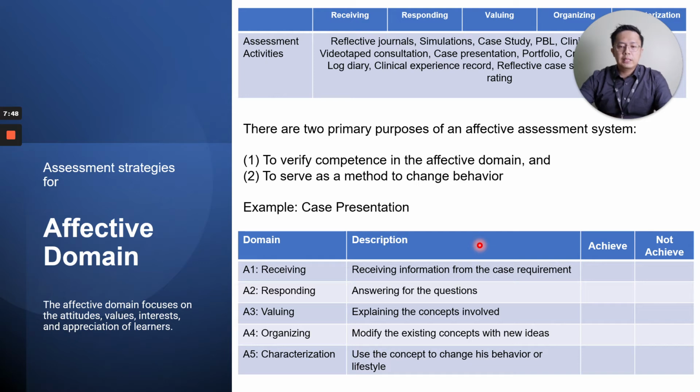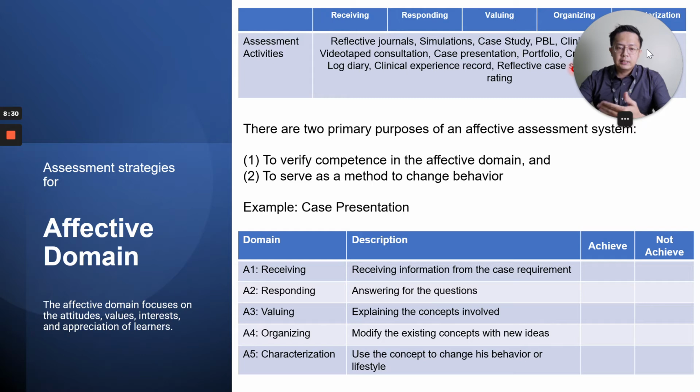So basically, for any affective assessment system, there are two main primary purposes. Either you want to verify the competency in the affective domain, which means you want to measure the competency level of your students, whether they are at the A1 level or have already reached the A5 level, or you want to use the assessment system as a method to change their particular behavior. Okay, so these are the two primary purposes if you want to design an affective assessment system. I think most of the time in academia, we will tackle the first purpose, to verify the student's competency in the affective domain area.